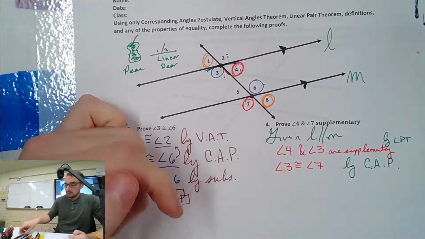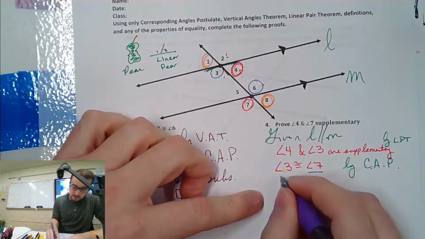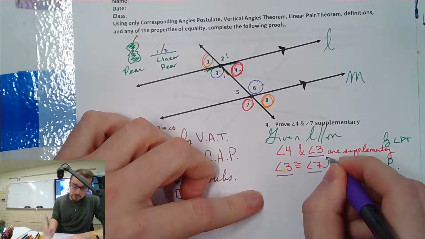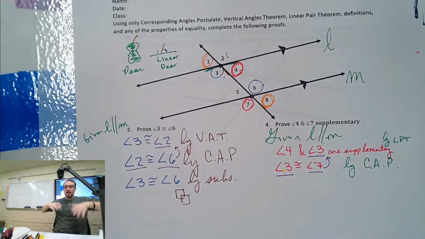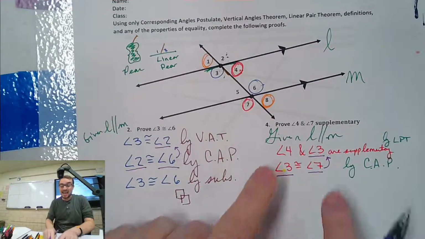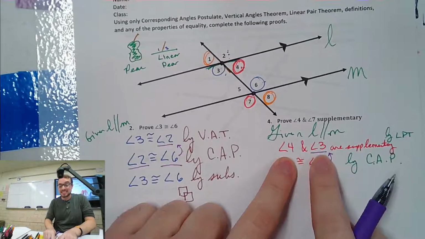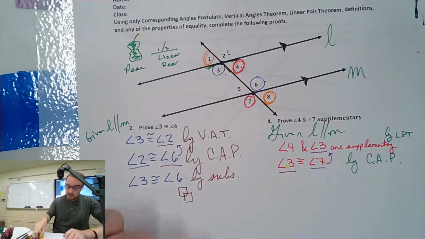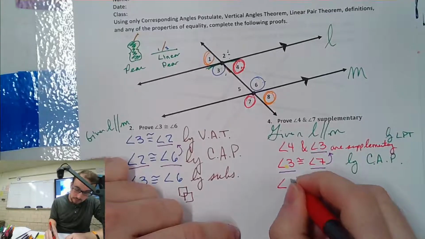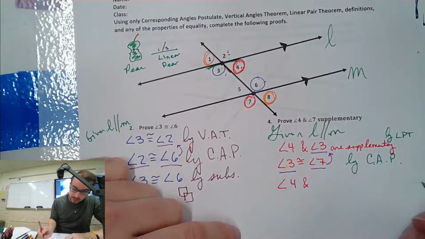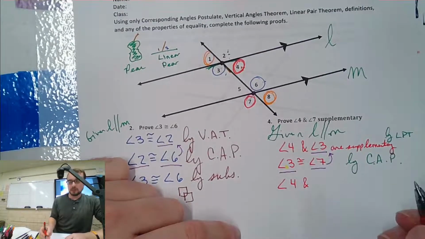Now check it out. 3 and 7 are the same thing, which means we can switch out 7 for 3. When we do this, don't write 4 is congruent to 7, because they aren't. It says 4 and 7 are supplementary, right? So write that. I guarantee someone's going to put a congruency sign here. Instead of writing 3, I'm going to write angle 7, because they're the same thing.